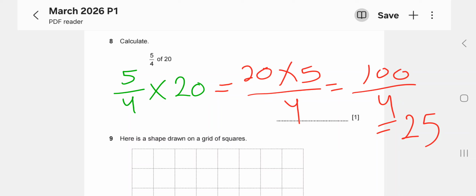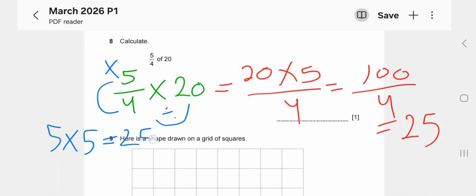Okay, if there is another way to solve it, yes, there is. We can divide, then multiply. 20 divided 4, 5. 5 times 5 equals 25. So both answers, 25. It's up to you to take which steps. Most important to take care of the multiplication and never multiply the denominator. Again, never multiply the denominator. We only divide by the denominator.